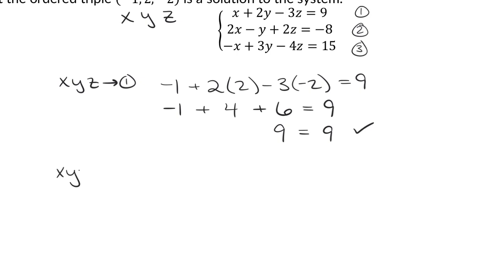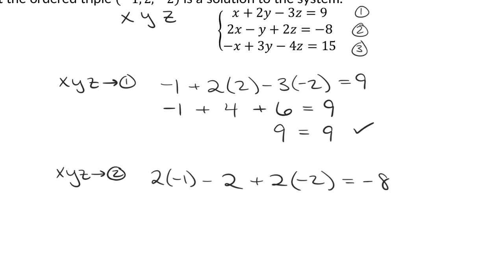So next we check x, y, and z being plugged into the second equation. Again, just plugging in the values. We'd have 2 times -1 minus 2 plus 2 times -2 equal to -8. And we're just going to verify that this actually works. 2 times -1 is -2, then we drop down the -2, and this is -4. -2 minus 2 minus 4 is -8. So we're showing our work to verify that the ordered triple works in that equation.